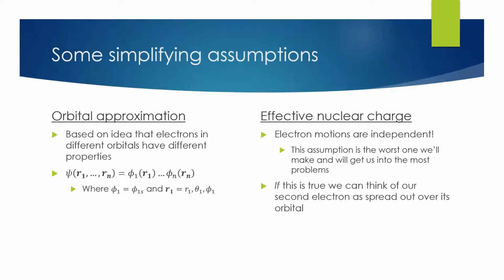So what this does to our Schrödinger equation is the following. Our 1s orbital, instead of looking like it was before, would now look like this, where instead of having a 1r in the numerator of the exponential and a 1 over a naught in this normalization term, we have zeta, where zeta is our effective nuclear charge.